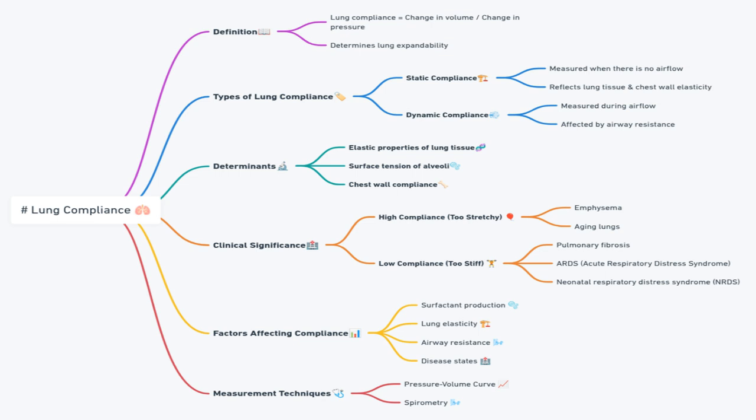Surfactant excess is very rare, but it reduces alveolar surface tension too much. The consequences are that it leads to air trapping and hyperinflation, increased residual volume, and increased work of breathing, difficulty exhaling due to reduced recoil, and also hypoxia, where there is a poor ventilation-perfusion mismatch.